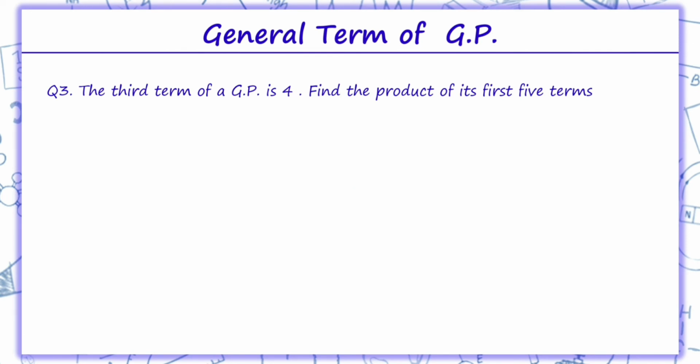Next question is third term of the GP is 4. We have to calculate the product of its first 5 terms. Third term, that means we are provided with A3, that is 4.